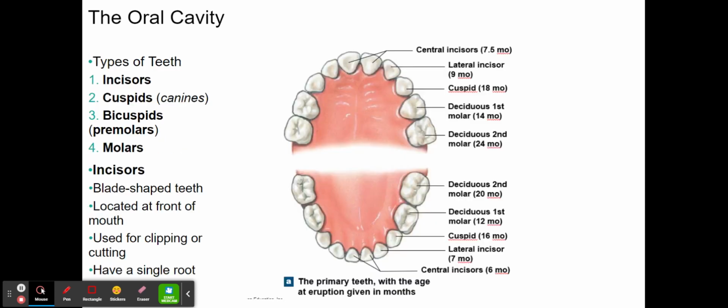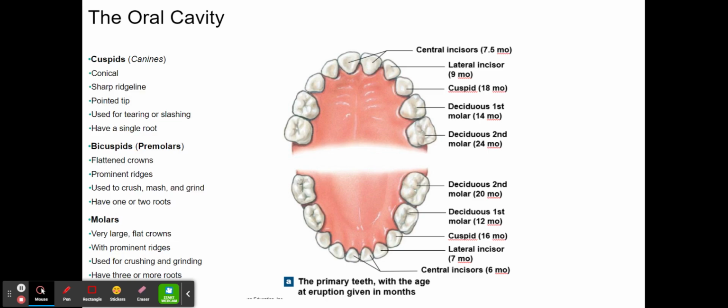The alveolar processes of the maxillae and the mandible form the maxillary and mandibular arcades, or upper and lower dental arches respectively. These arcades contain 4 types of teeth, each with specific functions. One, the incisors, are blade-shaped teeth located at the front of the mouth. Incisors are useful for clipping or cutting, as when you nip off the tip of a carrot stick. These teeth have a single root.